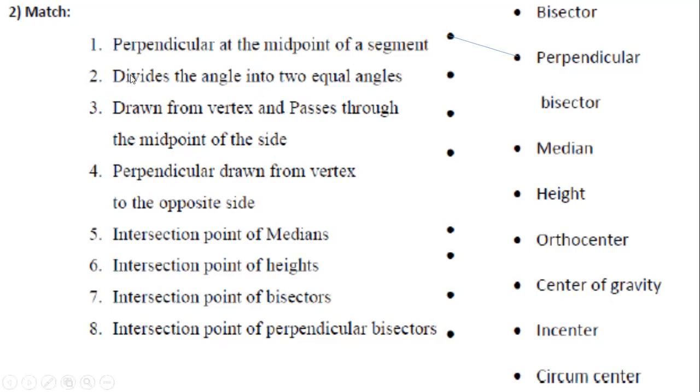Number 2, which line divides the angle into two equal angles? A bisector, a median, or a height? Bisector. A bisector.